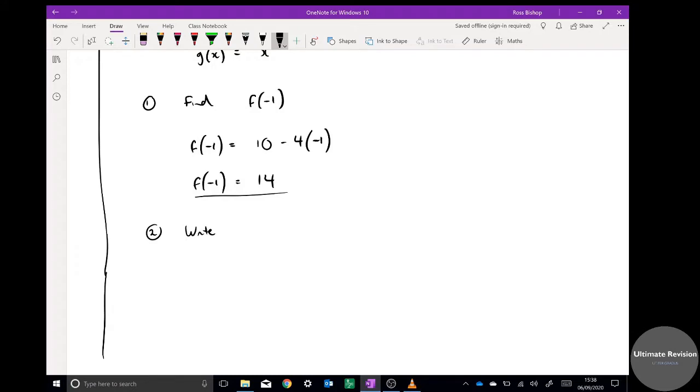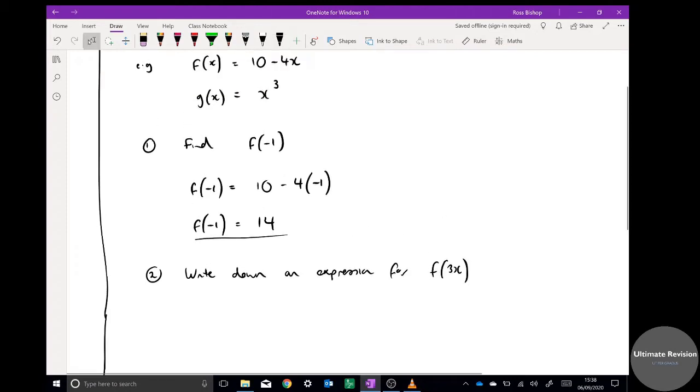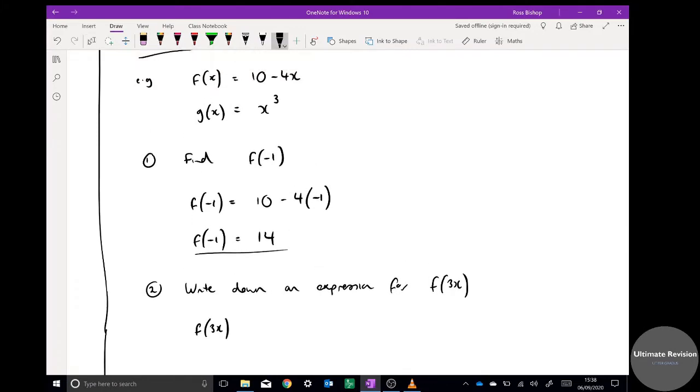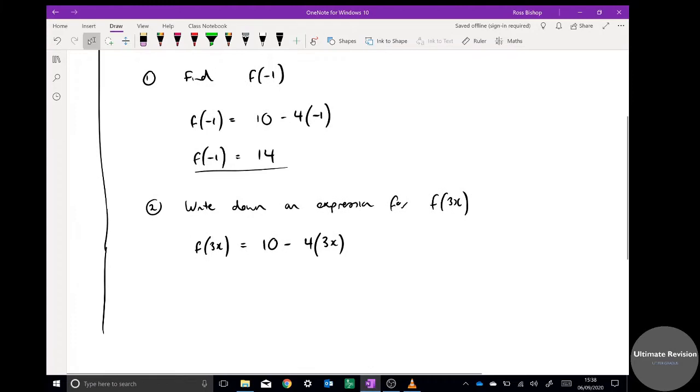Okay. So part 2. Write down an expression for f(3x) this time. Okay, so you do exactly the same, but you replace x with 3x. So f(3x) applies to the same function as the start of the question: 10 minus 4 times 3x. Okay, f(3x) is going to be 10 minus 12x. It doesn't simplify any further, so that's my answer.